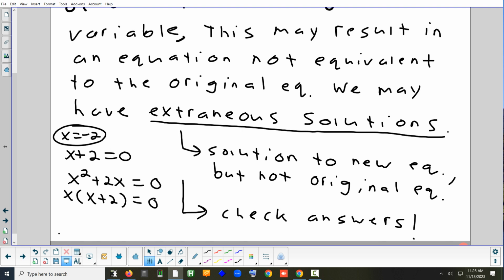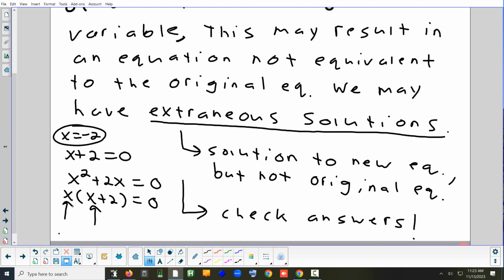Okay, so if you factor it out, you're left with x times x plus 2. Now there's two answers there that would give you 0. What number could you plug in right here that would make the second factor 0? -2. You could plug in -2, and that's the solution to the original. And what number could you plug in here? 0. Let's try it in the original problem.